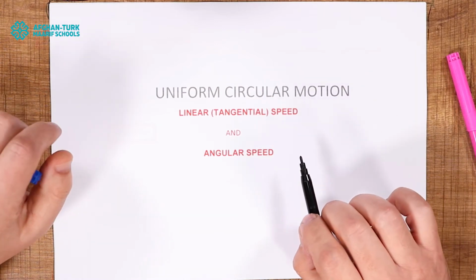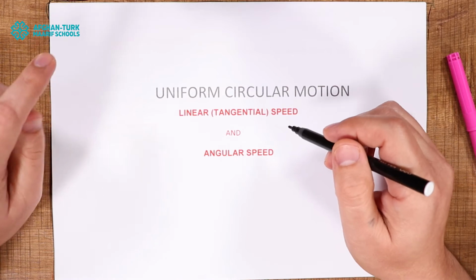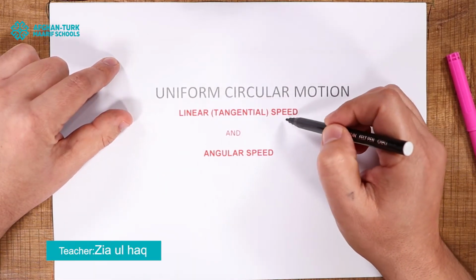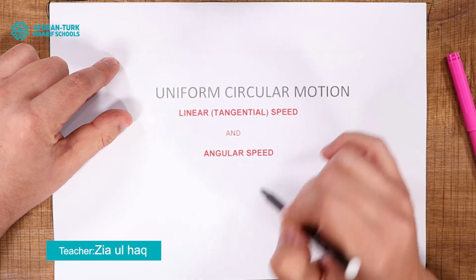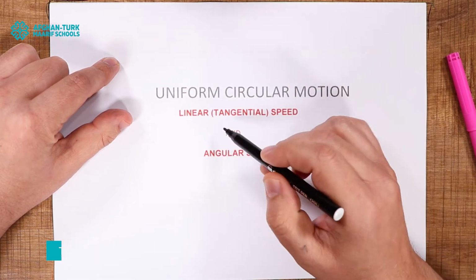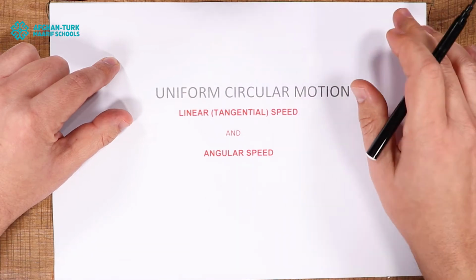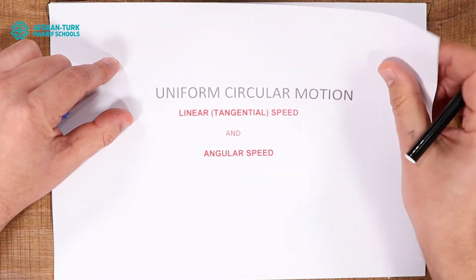Okay, in this part of circular motion, we are going to study linear or tangential speed and angular speed. Now, what is linear speed and what is angular speed? Let's see on the next page.